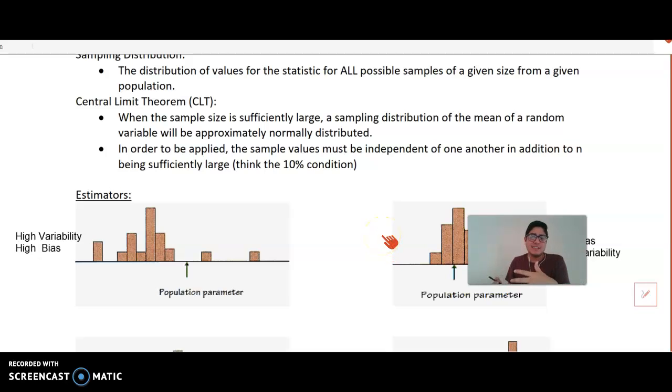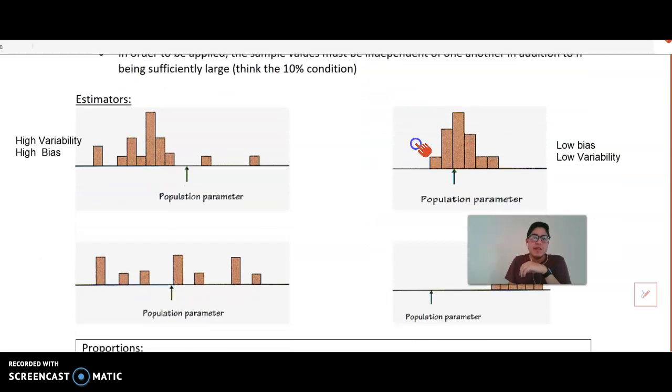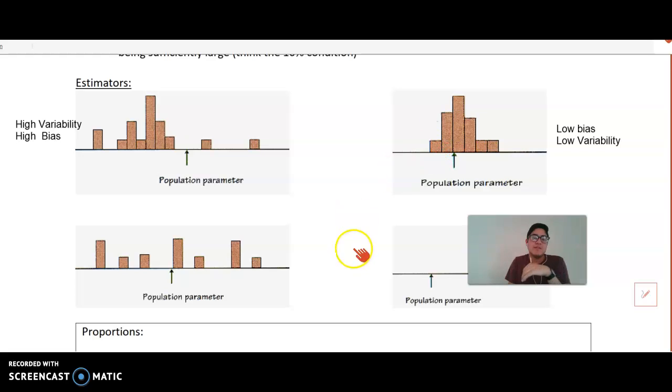So again, this idea that the more and more samples we take, the closer to the truth we get. In order for this to be applied for proportions, they must be independent of one another in addition to n being sufficiently large, and this is what we call the 10% condition. Now, we have 4 types of estimators.